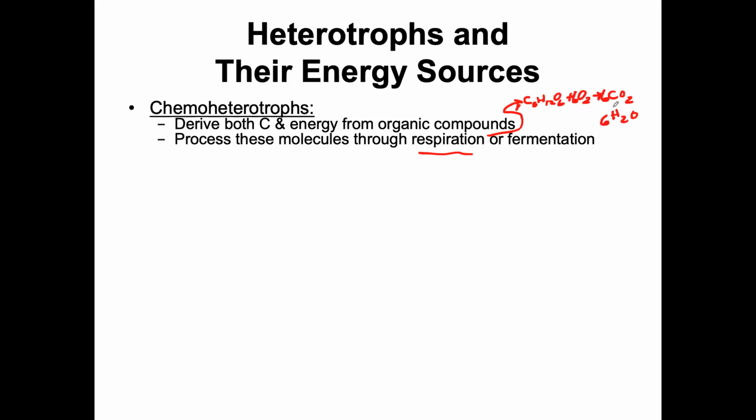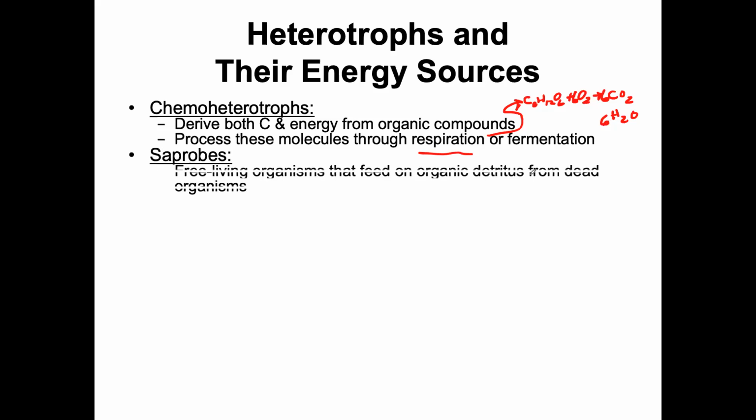It's 12 and 6 is 18, and that's 12. That's 6 and that's 18. Yeah, that's the balanced equation for respiration. Fermentation is a little different. Fermentation can sometimes produce ethanol, and sometimes it can produce lactic acid, and we'll get to that a little bit later.